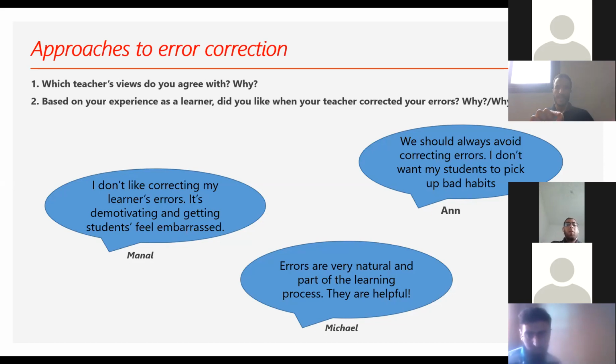Perfect. So here, I don't like correcting my learners' errors. Demotivating and getting students to feel embarrassed. Yes, students may feel embarrassed in front of their classmates. Students may be demotivated when you correct. So here is the teacher's job, how to correct. The problem concerning Manel's approach to error correction is overcorrection. Don't overcorrect. If you overcorrect students, you demotivate and you make them feel embarrassed. So please avoid overcorrection. Is this clear?